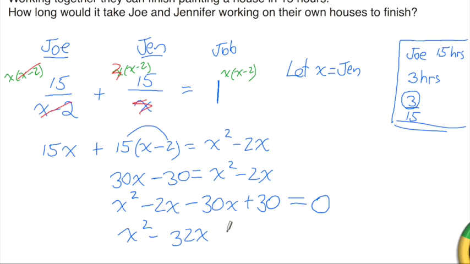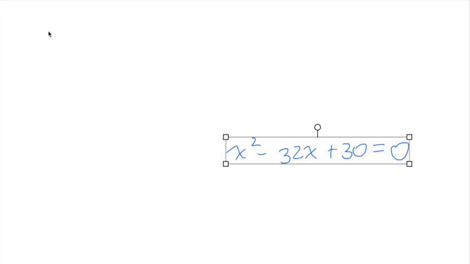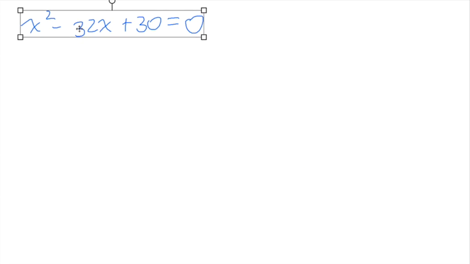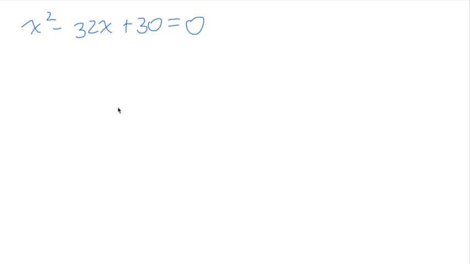32x plus 30. It would be really nice if this was factorable, factors of 30 that add up to 32, but I don't think they exist. So we're going to have to do that with the quadratic formula. All right, so I need to solve this. I'll do it both ways. We can do quadratic formula on the calculator and then completing the square.